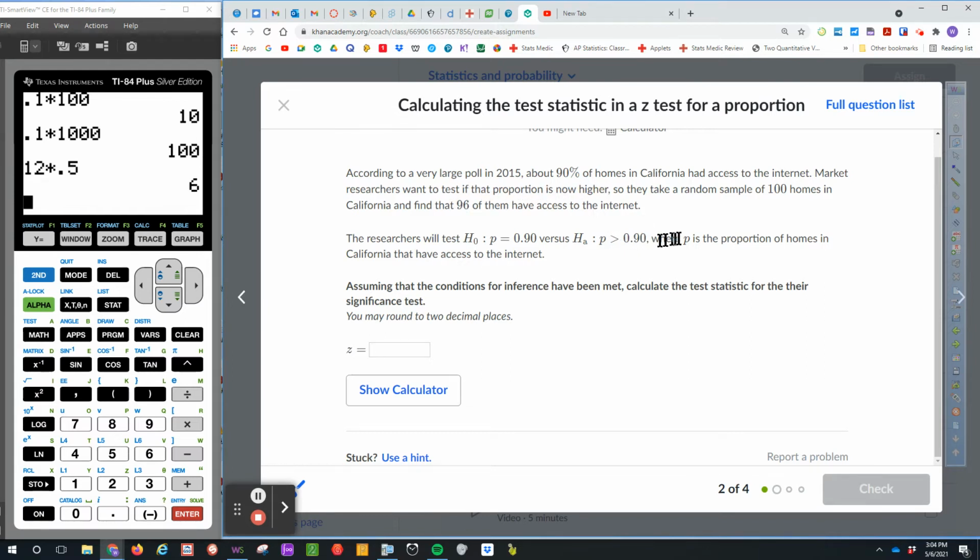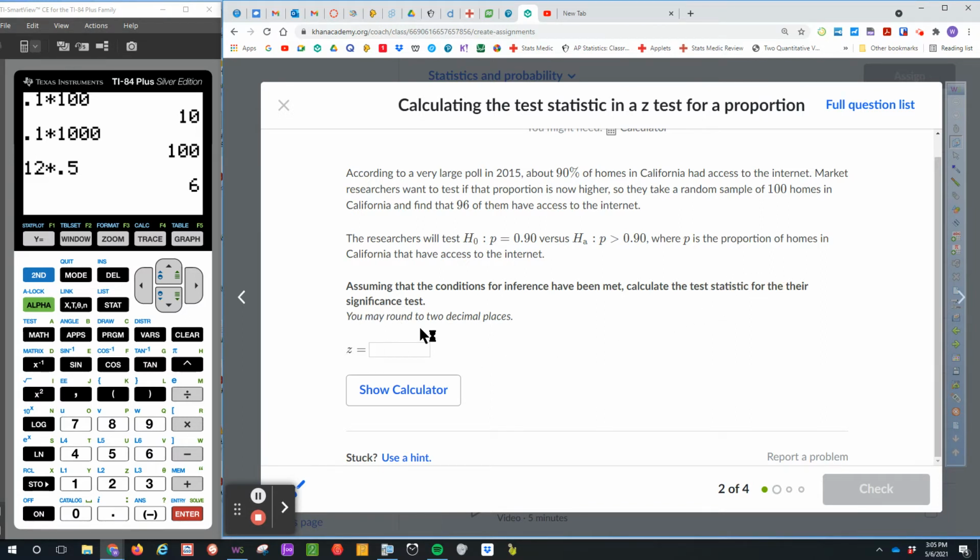So it's greater than 0.9, where P is the proportion of homes in California that have access to the internet. Assuming that the conditions for inference have been met, right? The three conditions, the random, the normal, and the independence conditions have been met. Calculate the test statistic for their significance test.